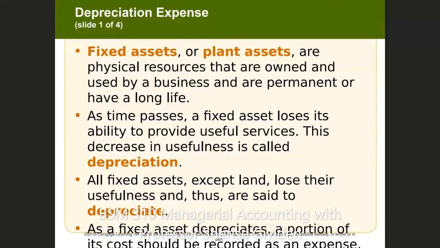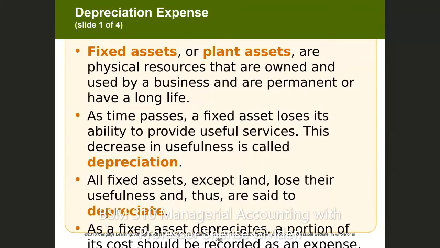Fixed assets or plant assets are physical resources that are owned and used by a business and are permanent or have a long life. As time passes, a fixed asset loses its ability to provide useful services. This decrease in the usefulness is called depreciation. All fixed assets except for land lose their usefulness and are said to depreciate. Land is the only thing that does not depreciate. It normally increases in value.